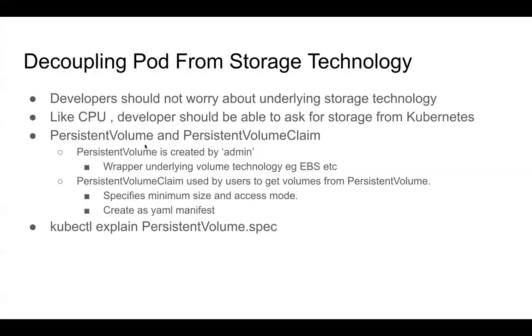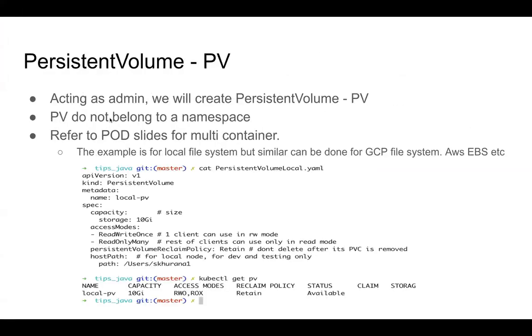So now what we are going to do is we are going to act as an administrator first. We are going to create a persistent volume. Since I do not have access to any Amazon or Google Cloud, I'm an administrator, I'll be creating the persistent volume out of our Kubernetes node's file system itself. So that's what we'll do.